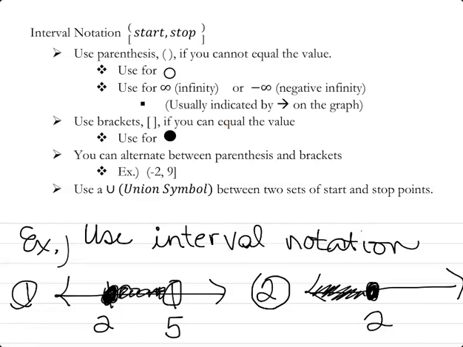When we have infinity and negative infinity, we can never include those. And so for those, we're going to use the parentheses. You're going to use a parentheses on negative infinity and infinity. And if we have more than one start and stop, then we have to use this union symbol to connect the two and indicate that.